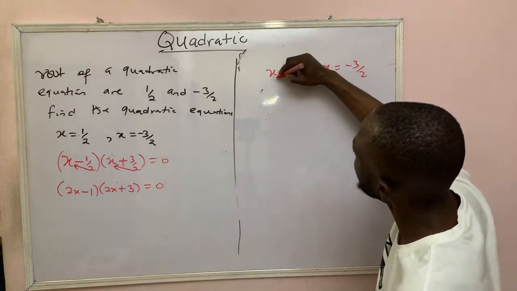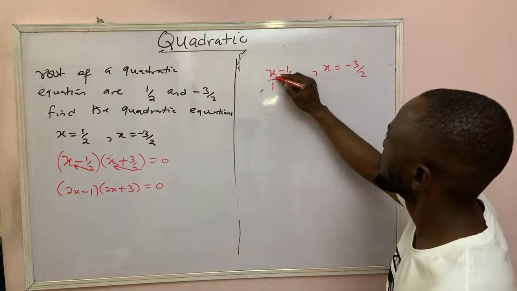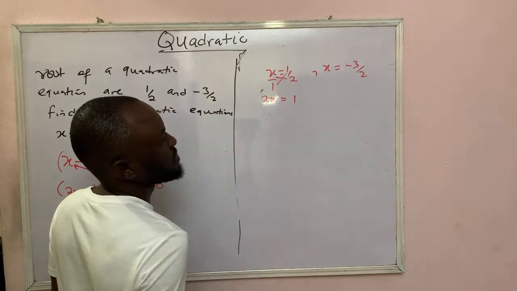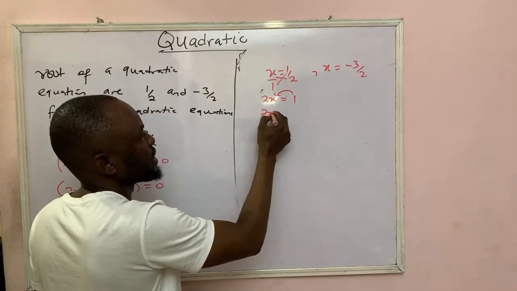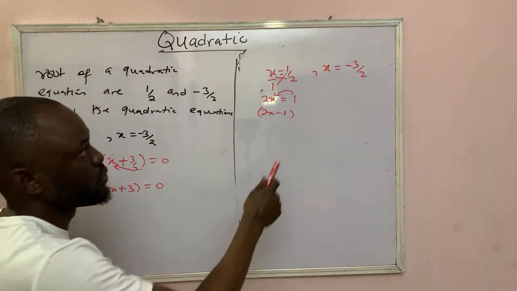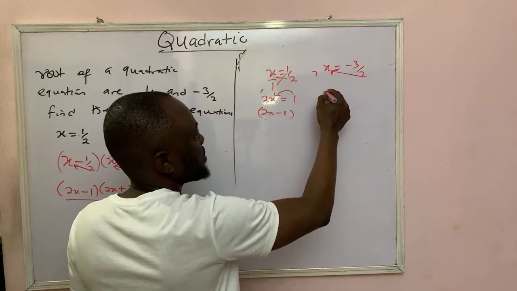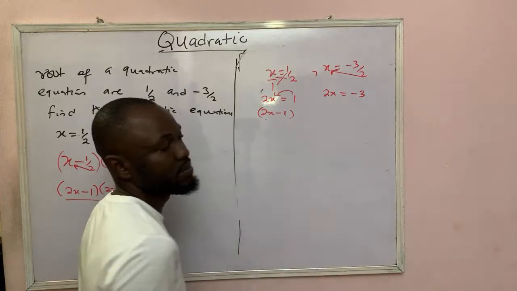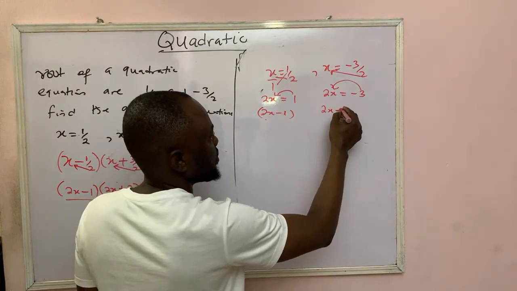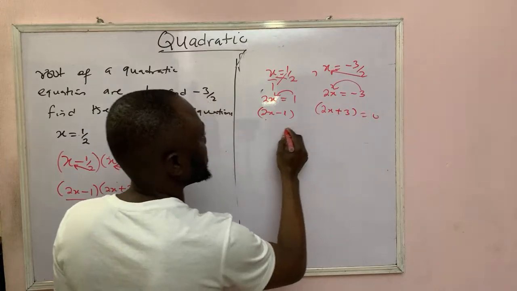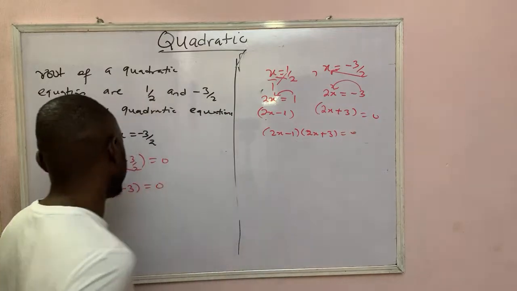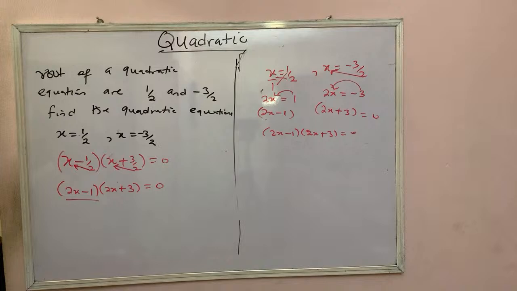You can cross multiply. This is like saying over 1. If you cross multiply, you're going to get 2x equals 1. If you take this to this side, it will be 2x minus 1. So that has given me the same thing as this. If you do the same here, cross multiplying, you have 2x equals minus 3. If you take minus 3 to this side of the equation, it becomes 2x plus 3 equals 0. So this has given me 2x minus 1, 2x plus 3 equals 0. Whichever way you want to do it is okay.